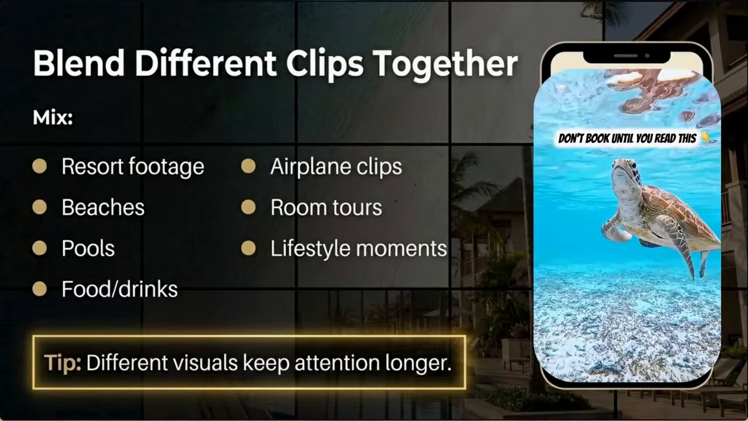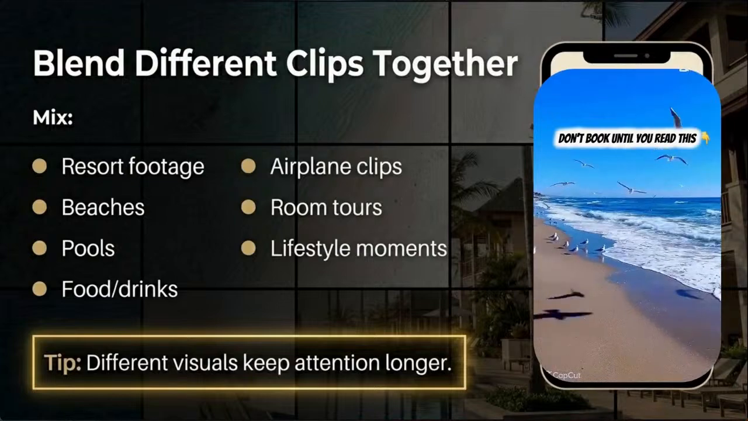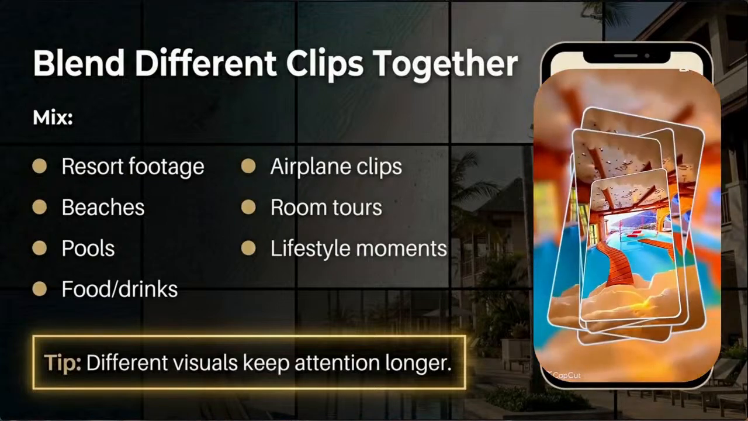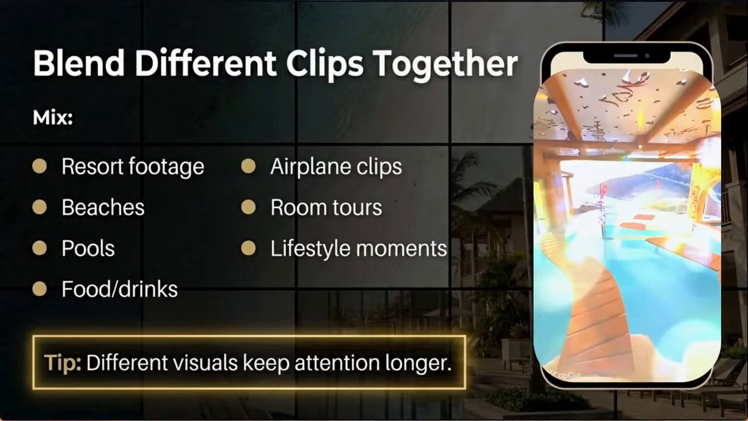I couldn't do the CapCut very well, but these are all CapCut templates. I just put 2 or 3 videos together, change the words on them, and then have it close out just like that. Okay. So you guys can blend all different types of clips together: resort footage, airplane clips, beaches, room tours, pools, lifestyle moments, food, drinks, just different visuals. Why I'm doing that is because it keeps their attention longer, because things are constantly shifting on the screen. That way they always have something new to look at.